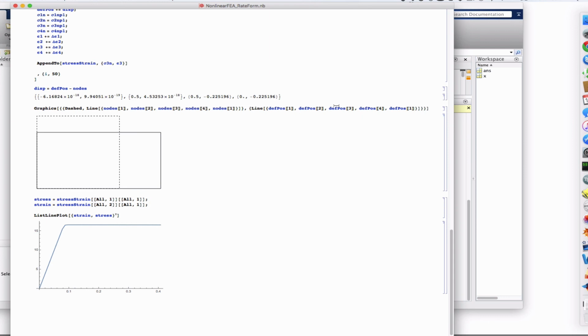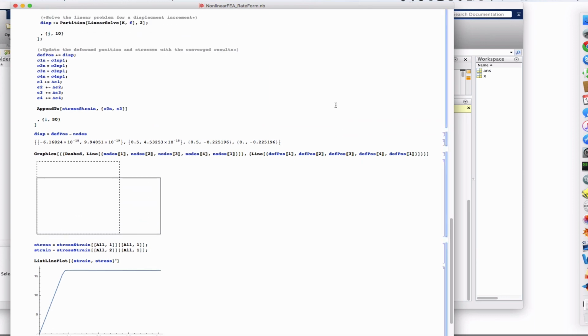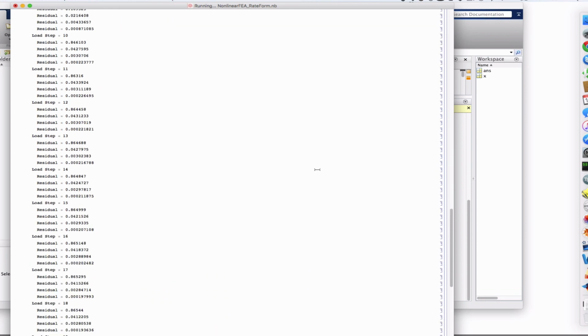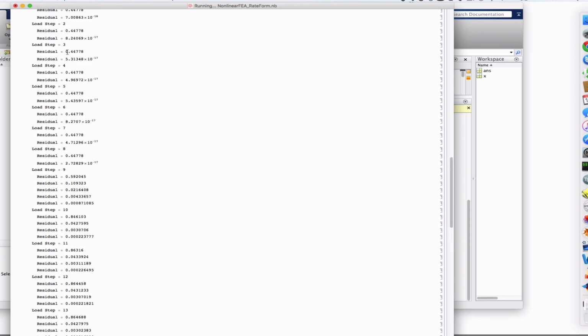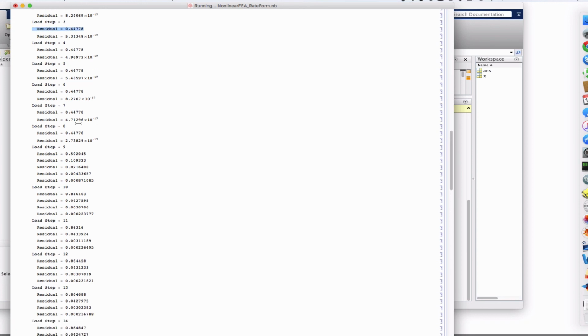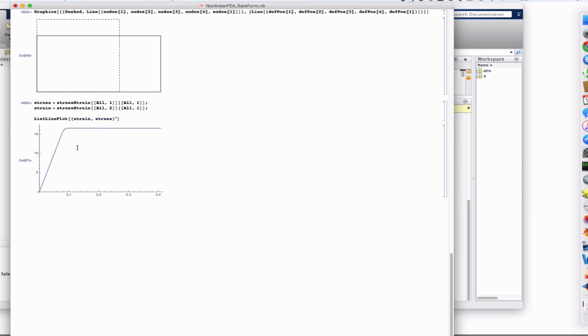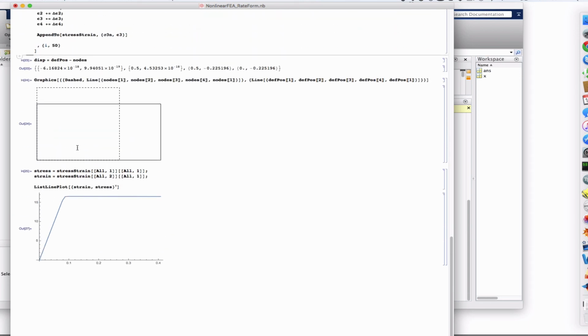So if I do run it, what you'll see is it converges quadratically. Well, it starts off, you notice right at the beginning, it's elastic, so at just one step, I get there. And then all of a sudden, it starts taking 5 steps to converge. It's because I'm getting to that plasticity regime. But if you notice, the magnitude of the residual was reducing by half every time, roughly. So it was converging quadratically, right? So boom, boom, boom. You got there. There's my stress-strain curve. Perfect plasticity. Cool, huh?